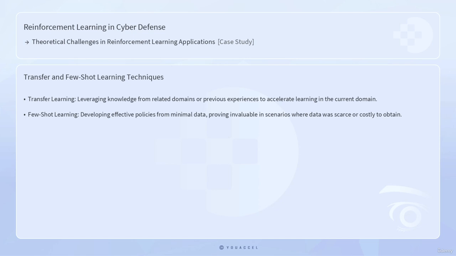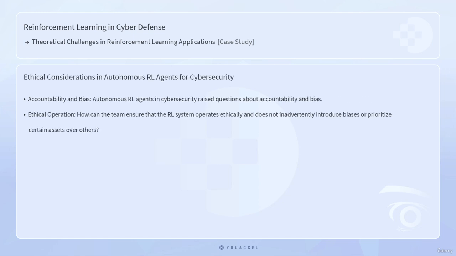Transfer learning and few-shot learning techniques were explored. Transfer learning involved leveraging knowledge from related domains or previous experiences to accelerate learning in the current domain. Few-shot learning aimed to develop effective policies from minimal data, proving invaluable in scenarios where data was scarce or costly to obtain. Lastly, ethical considerations could not be ignored.